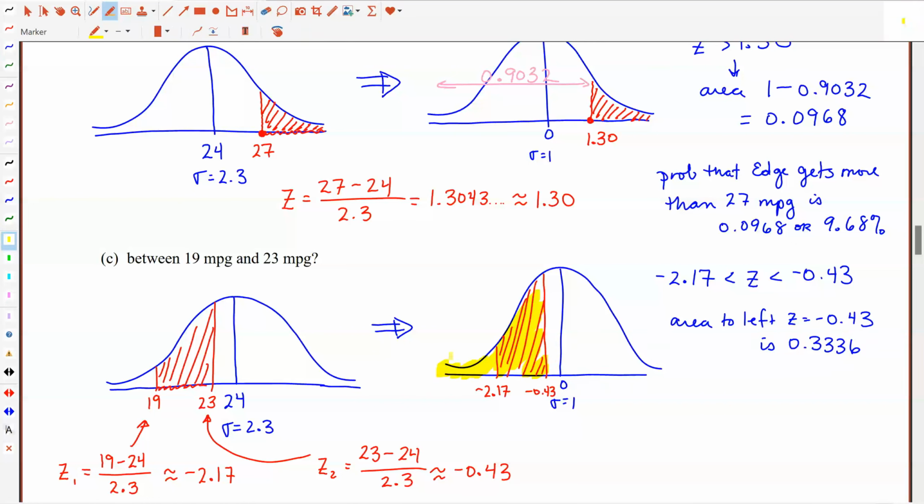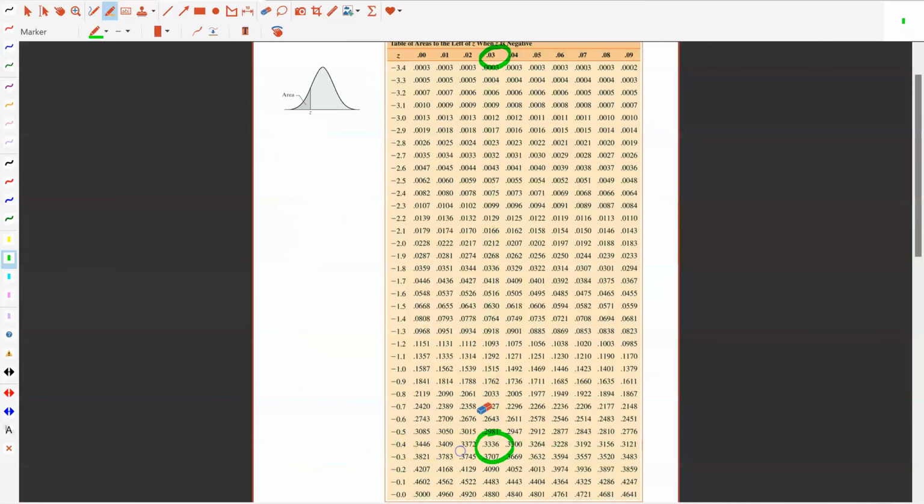Now that area, again, is going to give me all of this, the region that I have shaded in red, but it's also going to give me that part out there that I don't want. So the next thing we're going to do is find this area over here that I don't want, and subtract it out. That area corresponds to the area to the left of z equal to negative 2.17. Let's go ahead and find that area. So back to the table, negative 2.17. Here's negative 2.1, and now I want the 7 up here, so the intersection of that row and that column gives me 0.0150.